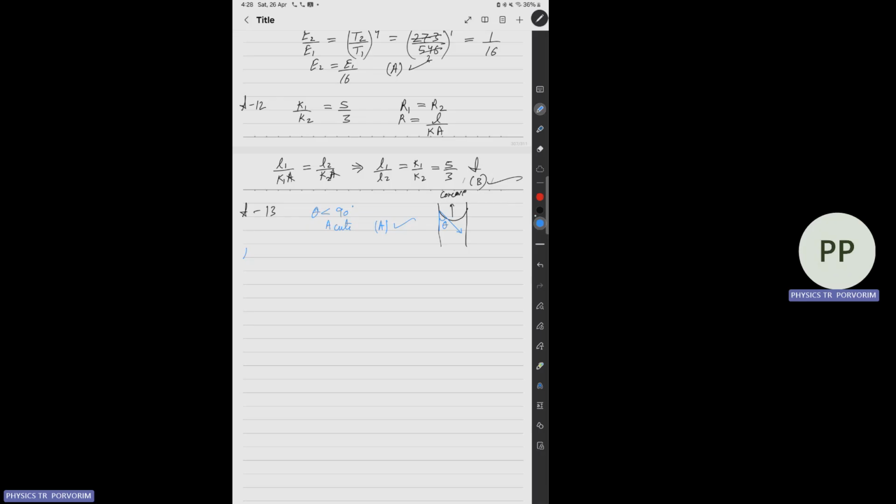Okay. If the angle is obtuse, then the liquid will drop. The level of liquid will drop from the original level.